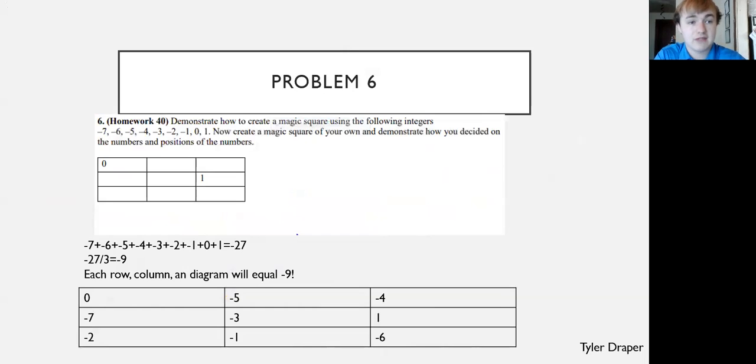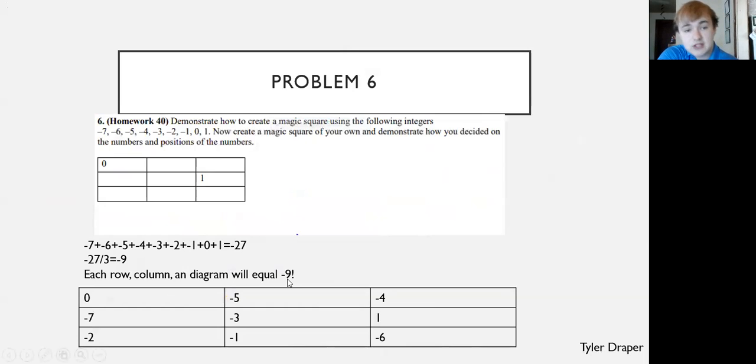We know squares have the same length and width. Now, this square that we're using is what we call 3 by 3. Since this square is a 3 by 3, we need to divide -27 by 3. If this square was a 4 by 4 or a 100 million by 100 million, we would divide that number by that size. So remember, always divide the total of all of our possible answers by the length or width of the square. So we divide by 3, and our magic number is -9.